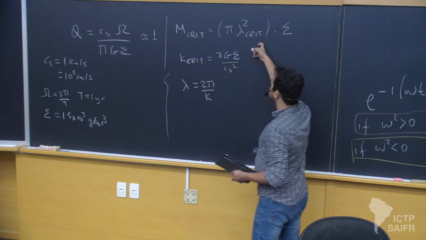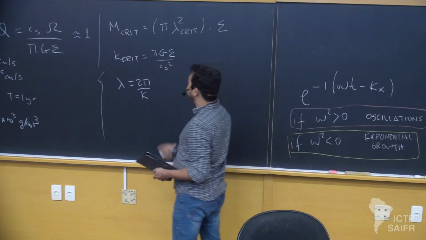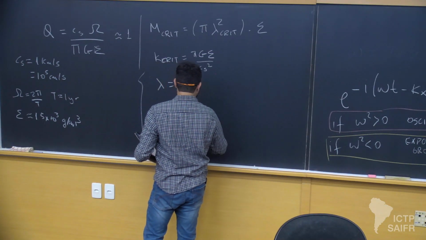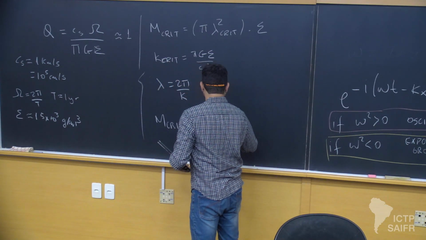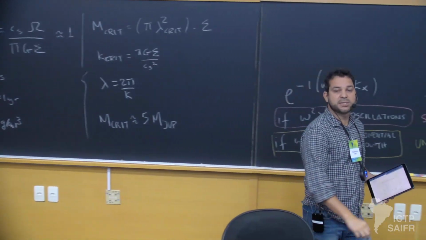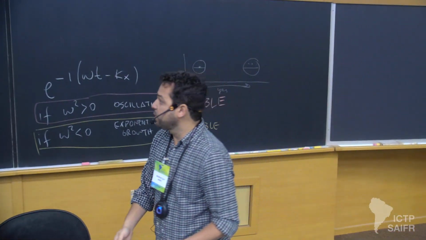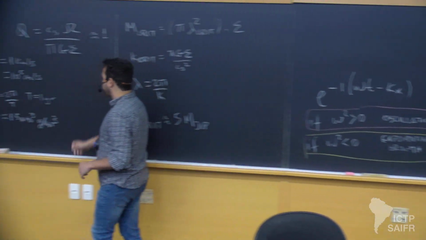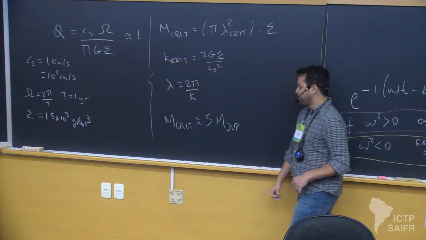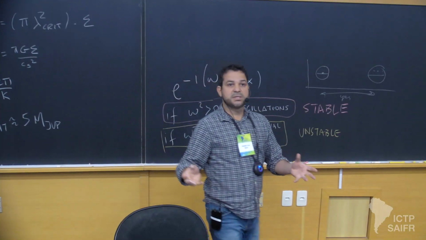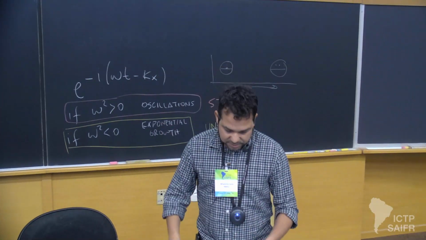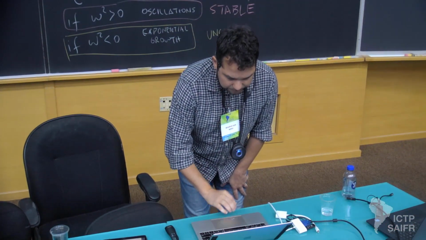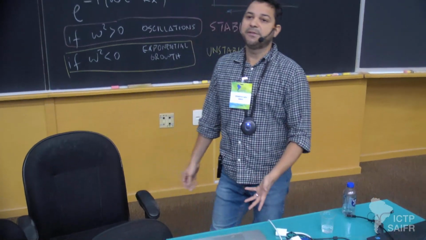So you plug in these quantities, and you find that the critical mass will be about 5 Jupiter masses. So a gravitationally unstable disk, in the regions where Q is equal to 1, for this combination of parameters, will produce gravitationally bound objects of mass about 5 Jupiter masses. So let's look at the population of exoplanets and see if there is evidence for this.